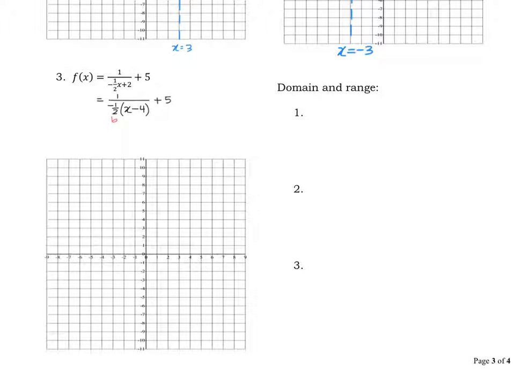So now let's identify our d and c values, because that's where we're going to put down our vertical and horizontal asymptotes first. So we have our horizontal asymptote going across y equals 5, and our vertical asymptote going down x equals 4. So horizontal asymptote, y equals 5, like so.